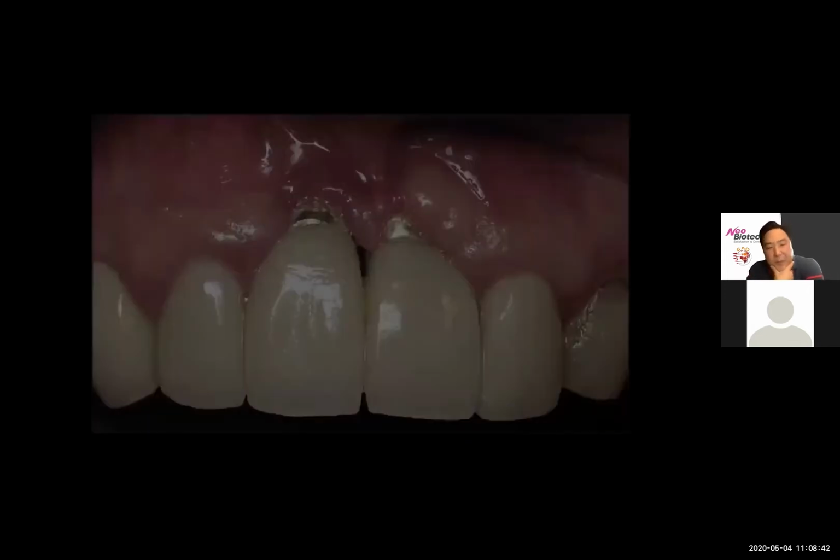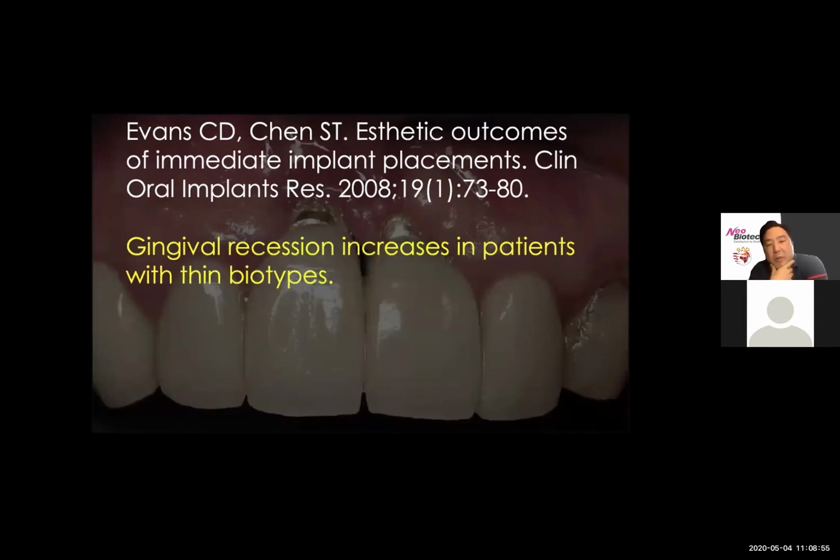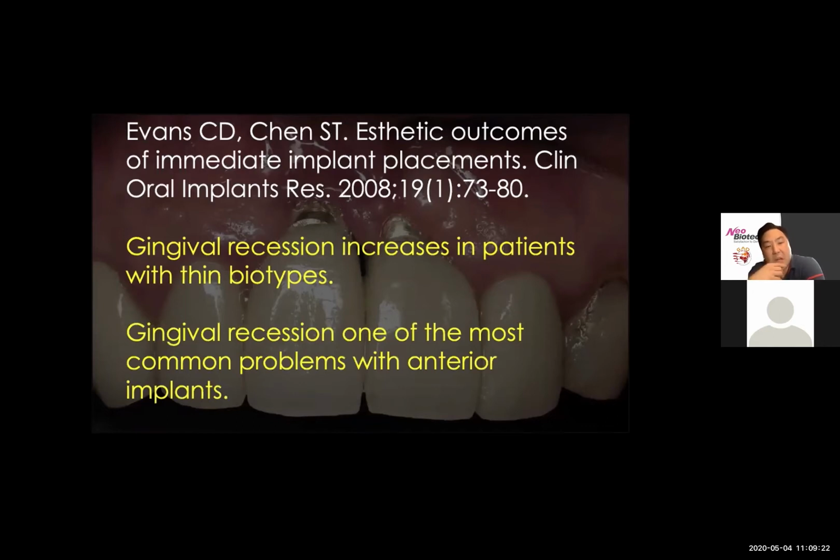Looking at this case, which was from another colleague of mine, you obviously see some problems going on. We know from Evans' article in COIR back in 2008 that gingival recession really will increase in patients with thin biotypes. I think with our experience, we see that quite often, especially from clinicians who may not be as experienced in implant dentistry. If they don't pay particular attention to the soft tissue, to the phenotype, biotype, you can be sure that you're going to see some of these complications. Then it's how do we manage and deal with these complications, right? Gingival recession is really one of the most common problems that we encounter with anterior implant dentistry.